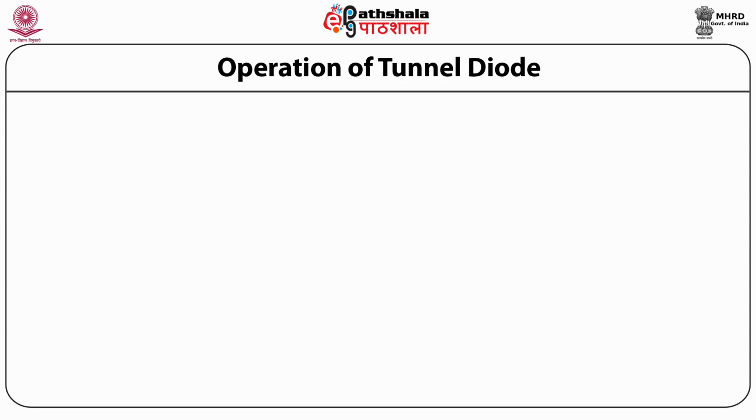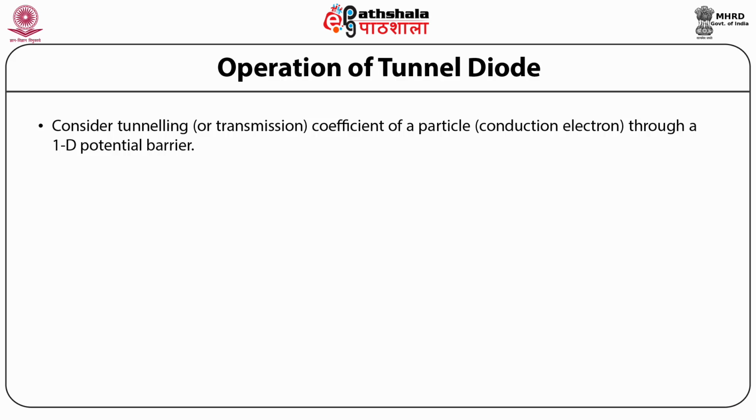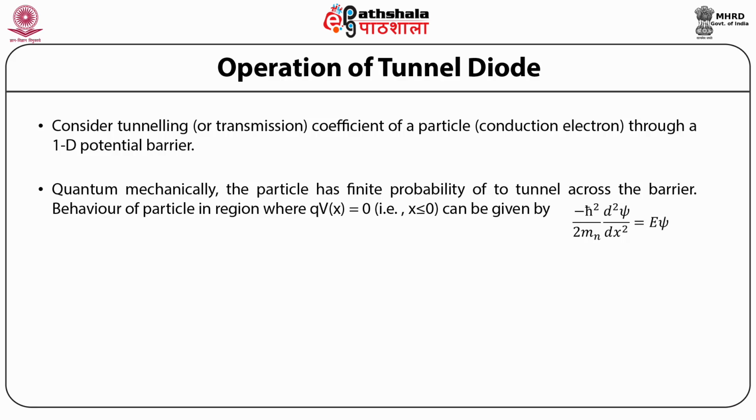Operation of tunnel diode. Before discussing the principle and the working of the tunnel diode, let us discuss its operation. Consider the tunneling or transmission coefficient of a particle, that is a conduction electron, through a 1D potential barrier. Quantum mechanically, the particle has a finite probability to tunnel across the barrier, whereas in the classical case, the particle is always reflected if its energy E is less than qV0, which is also shown in this figure.